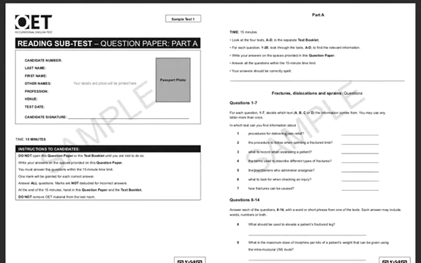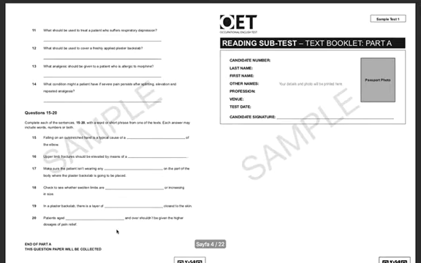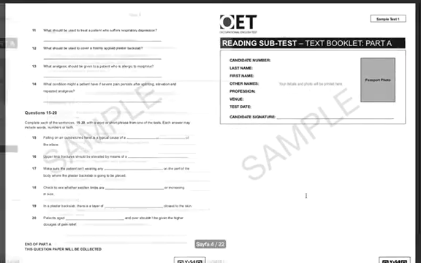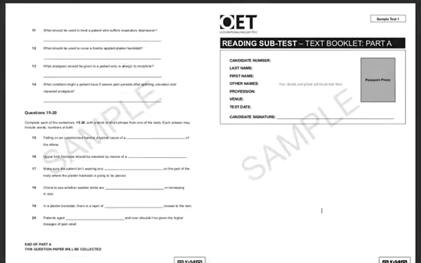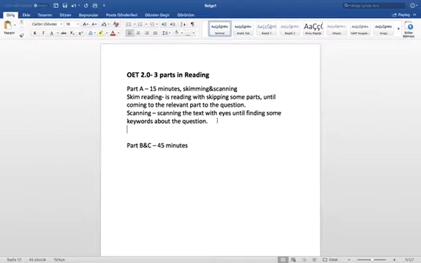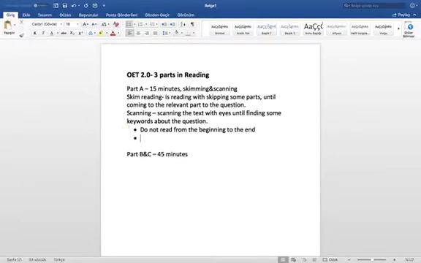You need to first have a look at these questions. You need to read these questions. And without even reading them from beginning to end, you try to find these specific pieces of information in these paragraphs. So my main advice is do not read from the beginning to the end. Read the questions first, then skim and scan the text until you find the answer.